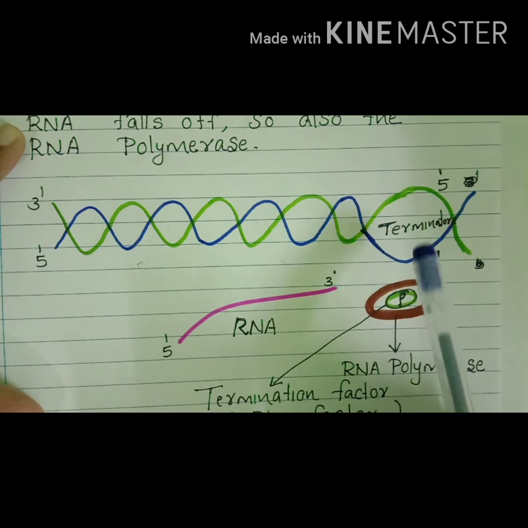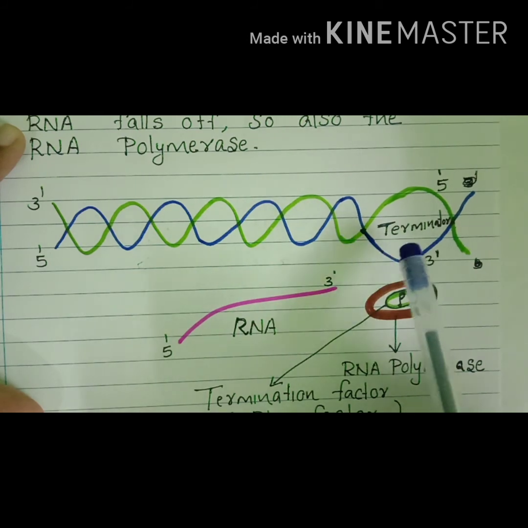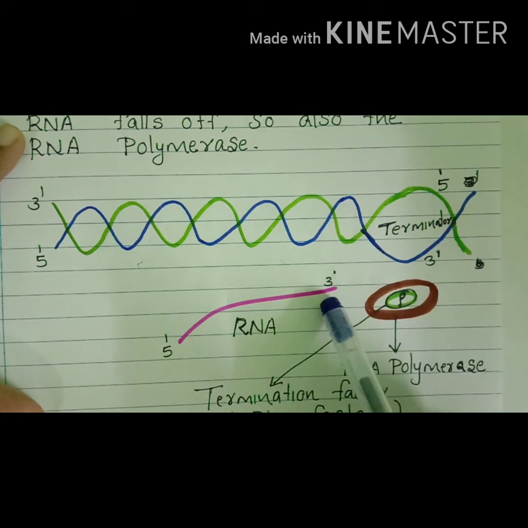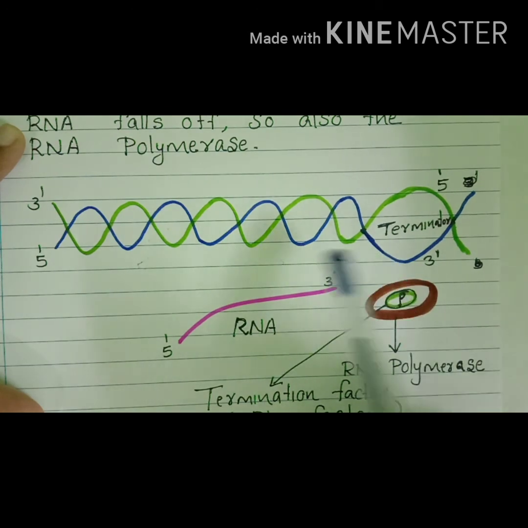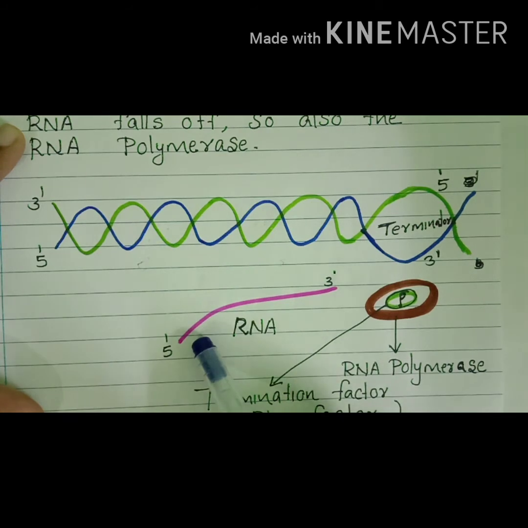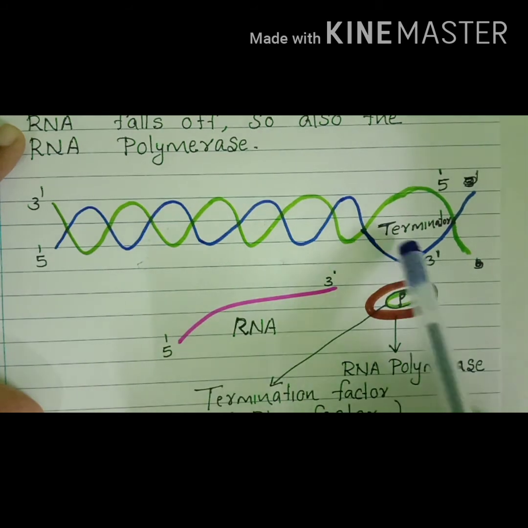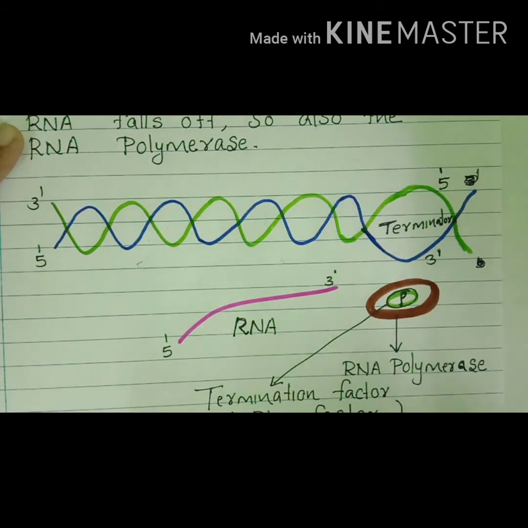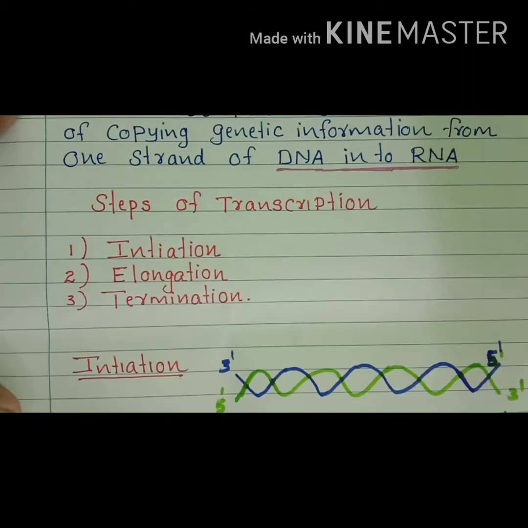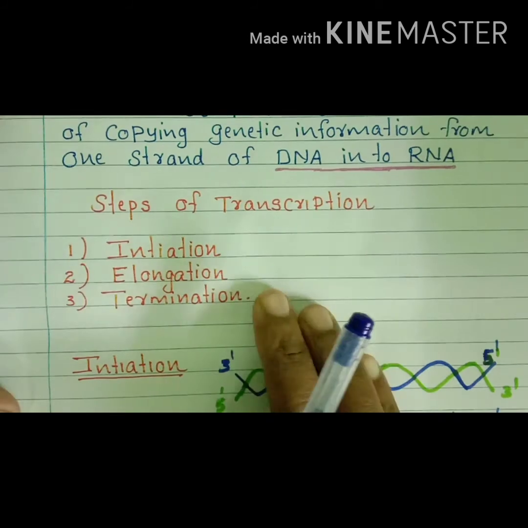When the enzyme reaches the terminator point, it binds with the Rho factor, the termination factor. As a result, this enzyme will terminate the process. Transcription will be terminated and the new mRNA will fall off, and also the enzyme will withdraw from that region. So these are the events happening during termination. Thus, the transcription is over.